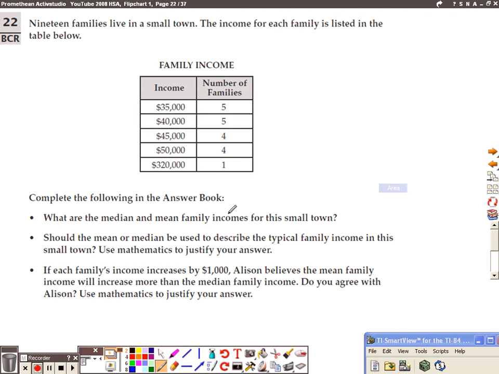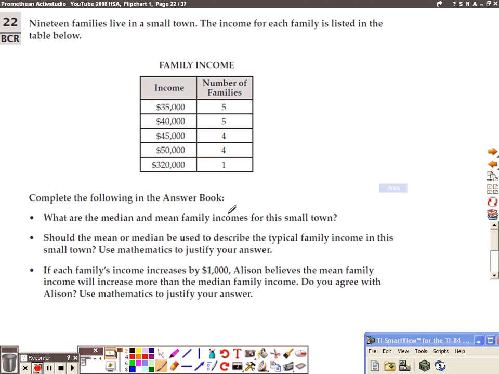19 families live in a small town. The income for each family is listed in the table below. Complete the following in the answer book. What are the median and mean family incomes for this small town? Should the mean or median be used to describe the typical family income in this small town? Use mathematics to justify your answer.